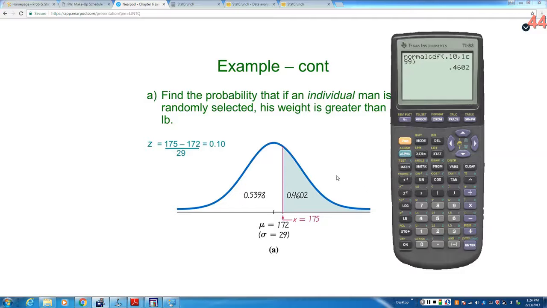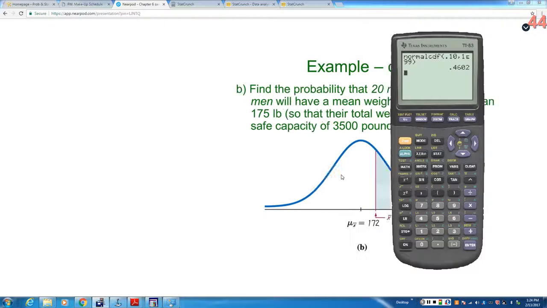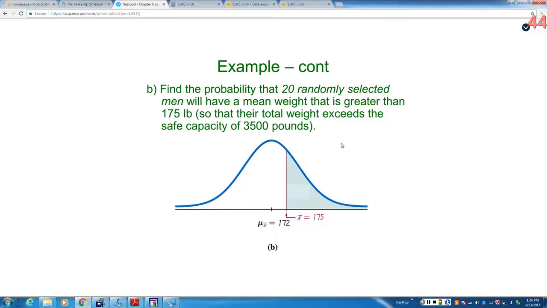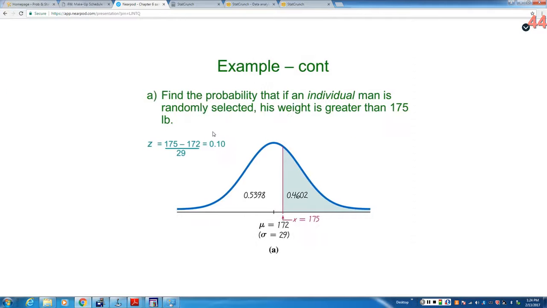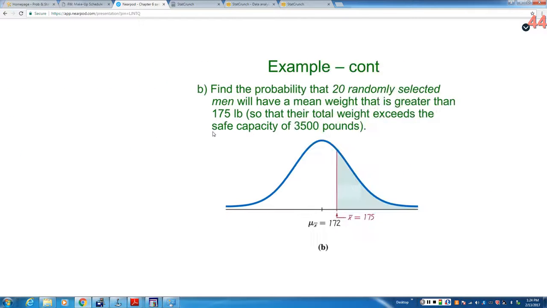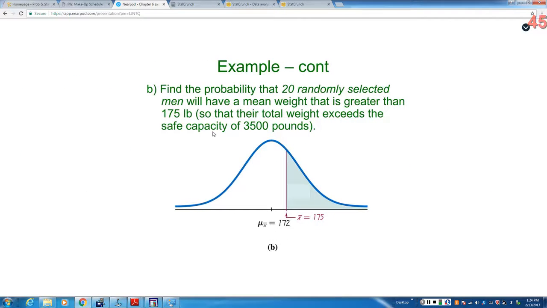Now that's what you did before. Now what we want to do is find the probability of a sample mean. So now we want to find the probability that 20 randomly selected men will have a mean weight that is greater than 175 pounds. Okay, so now look at the difference. Look at the difference between this one. Find the probability that an individual man, find the probability of a sample mean. Do you see that? That's key.